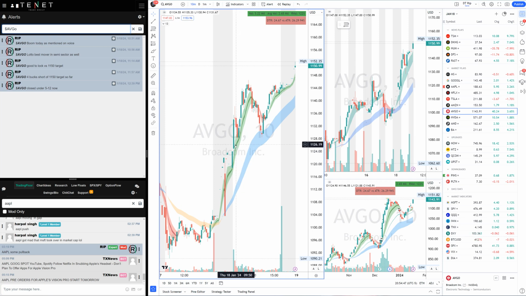So 1126 broke, and I was trading lottos, right? My target was 1150. I gave the target 1150 and I said lotto is the best mover, even on the voice, and we hit 1146. We were $4 short of our target and stopped out here at the 512 break. I did not take the later end of day 3450 bounces, but that was a good one too. So yeah, that was AVGO. So let's look at another one.